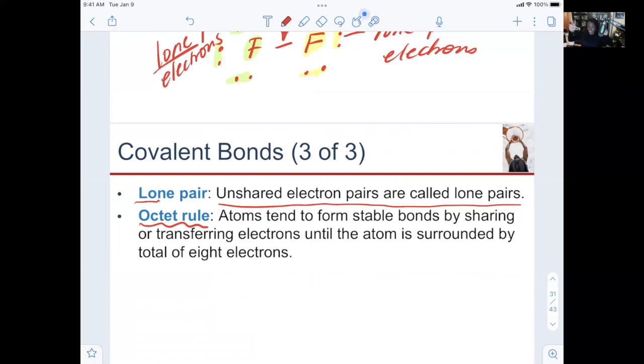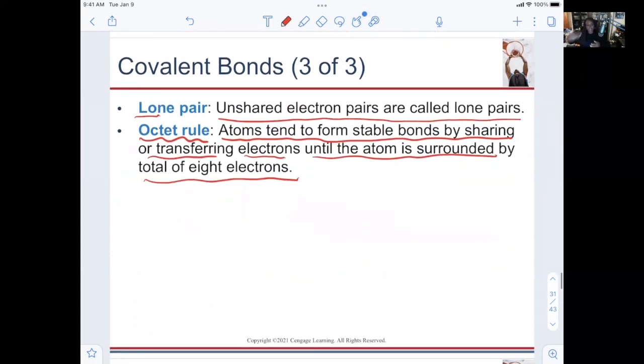It says, in general, so of course, with every rule in chemistry, you have an exception, right? In general, atoms tend to form stable bonds by sharing or transferring electrons until the atom is surrounded by a total of 8 electrons, okay? Let's try to break this rule down so we can see what's being communicated here.